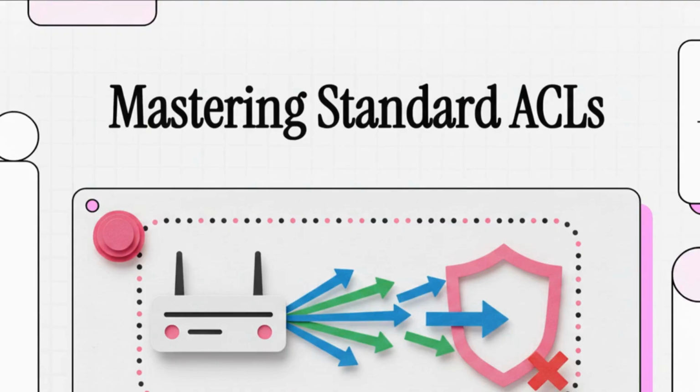So, if you're managing traffic on a router, you absolutely need a foolproof way to control who goes where, right? Well, today we're mastering foundational network filtering through standard access control lists. We're going to cover what they are, how they tick, and crucially, how to deploy them without accidentally locking yourself out of your own network.